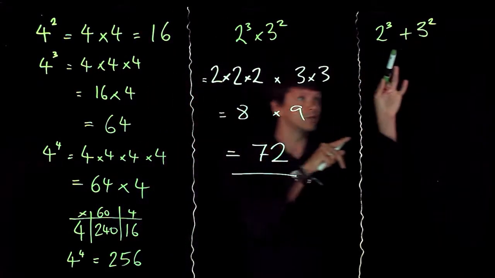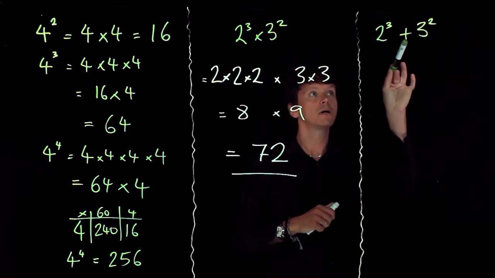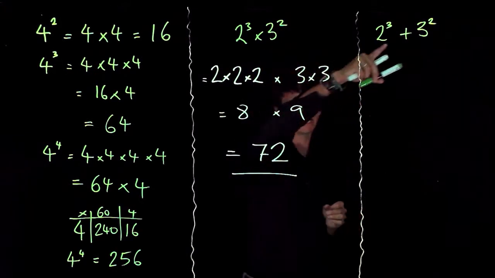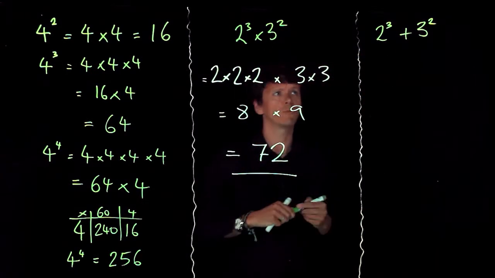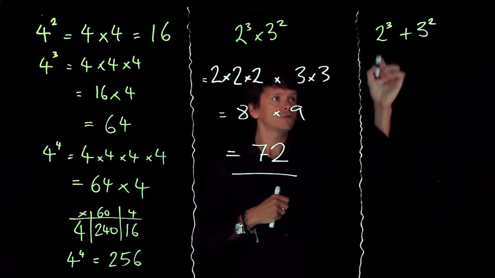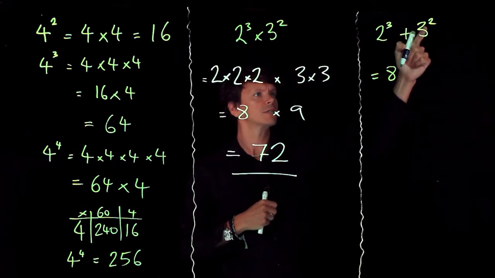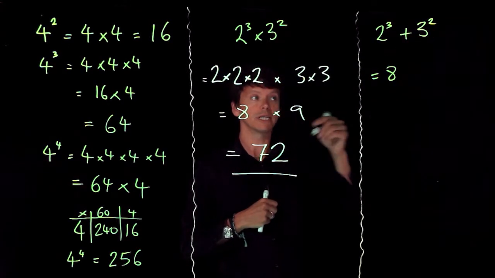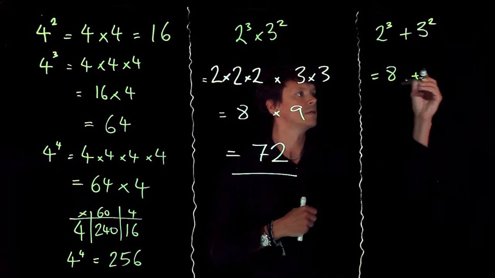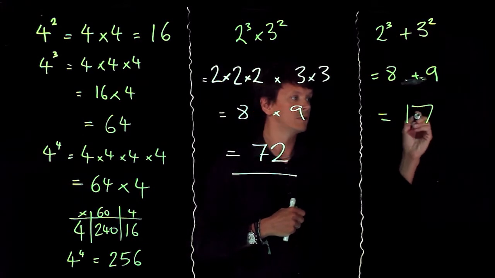You might also see this sort of sum. Evaluate 2 cubed plus 3 squared. So we've got an addition sum here instead of a multiplication, but we do it in just the same way. 2 cubed, well, we know what that is because we just worked it out. It's 2 times 2 times 2, which equals 8, plus 3 squared. We've worked that out already. 3 times 3 equals 9. 8 plus 9 equals 17.